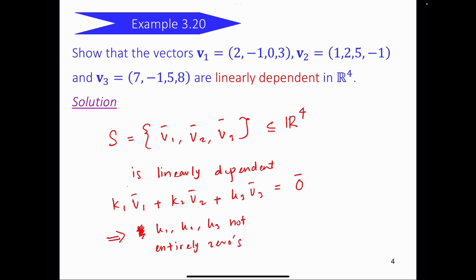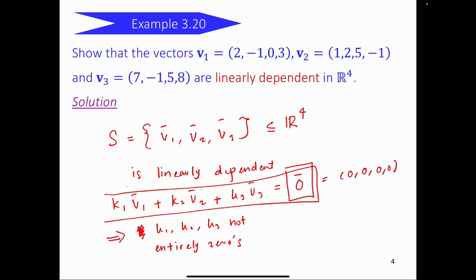One more thing to note is that we have to identify the zero vector in R4. Since we have R4 as the vector space, the zero vector here is 0, 0, 0, 0. Now we have to show that K1, K2, K3, which are not entirely zeros, exist such that this equation is true.